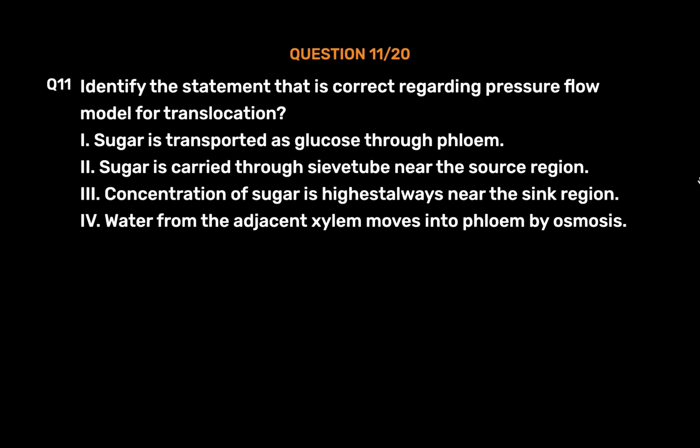Question number 11. Identify the statement that is correct regarding pressure flow model for translocation. 1. Sugar is transported as glucose through phloem. 2. Sugar is carried through sieve tube near the source region. 3. Concentration of sugar is highest always near the sink region. 4. Water from the adjacent xylem moves into phloem by osmosis. Option A.